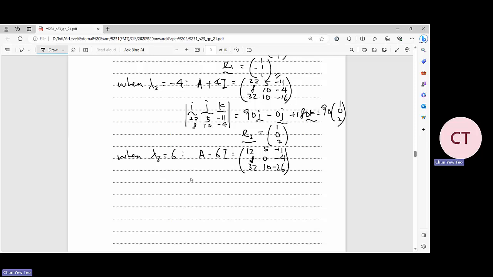So now we want to find the eigenvector. Again, none of them are parallel or multiples of each other, so you can choose any two as well. So I choose the first two.